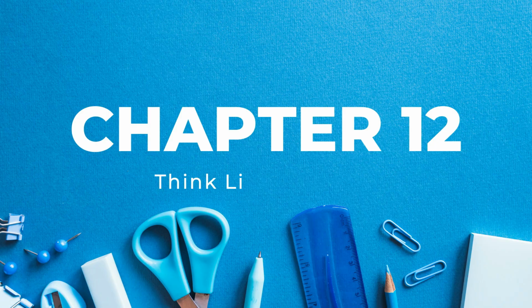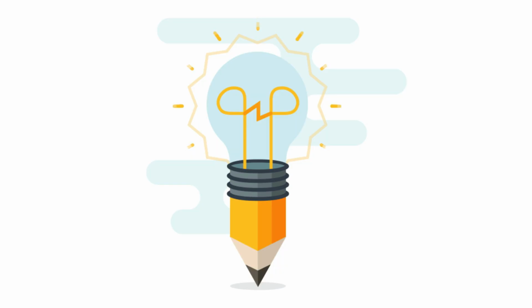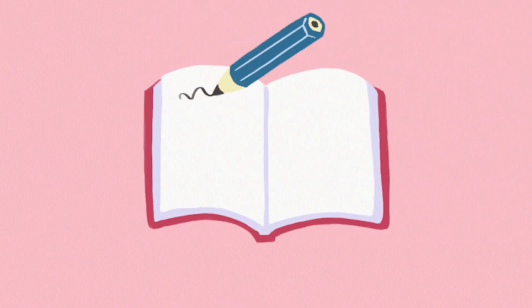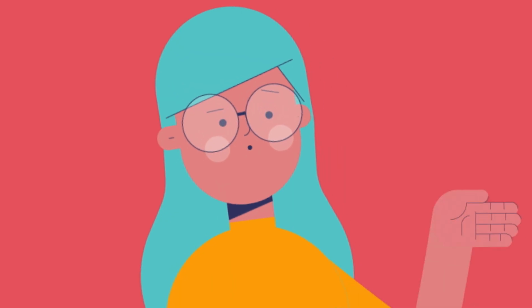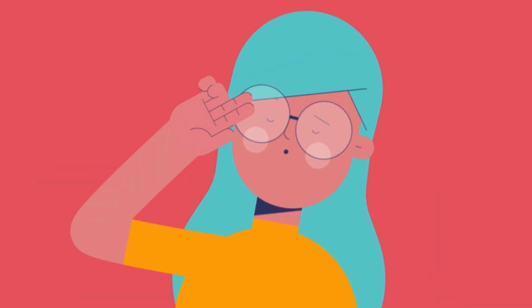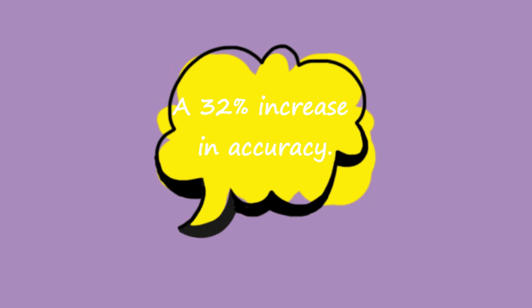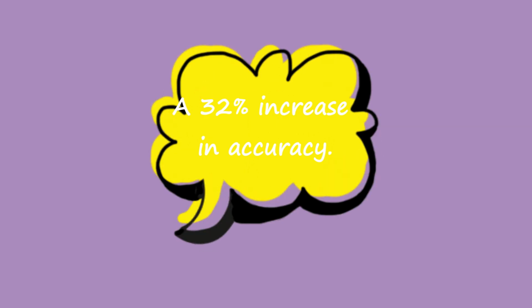Chapter 12. Think like a reader. Want your abstract to pop? Stop writing like an author. Think like the reader. Ask, what would make me curious to keep reading? Use specific nouns and strong verbs. Replace important findings with a 32% increase in accuracy.